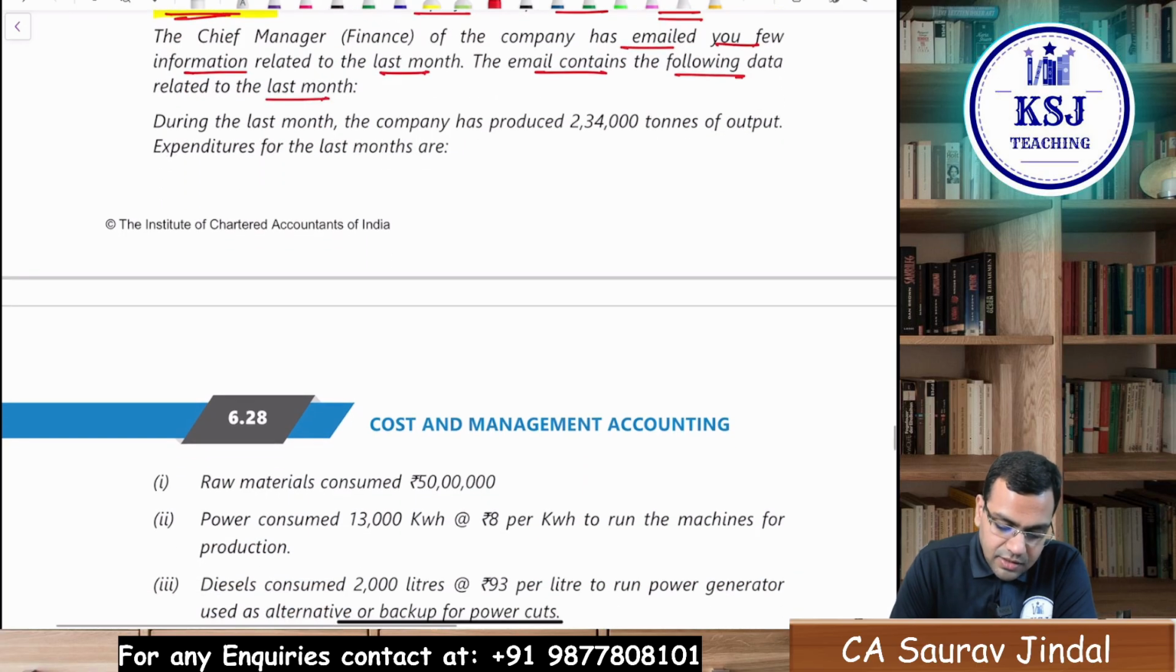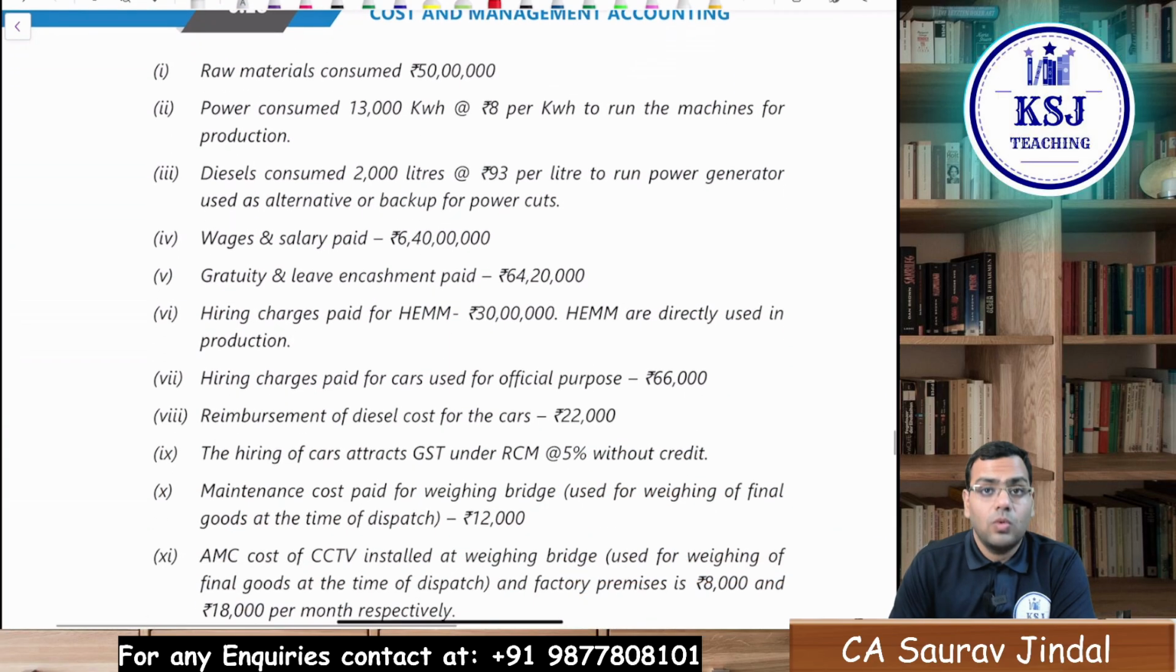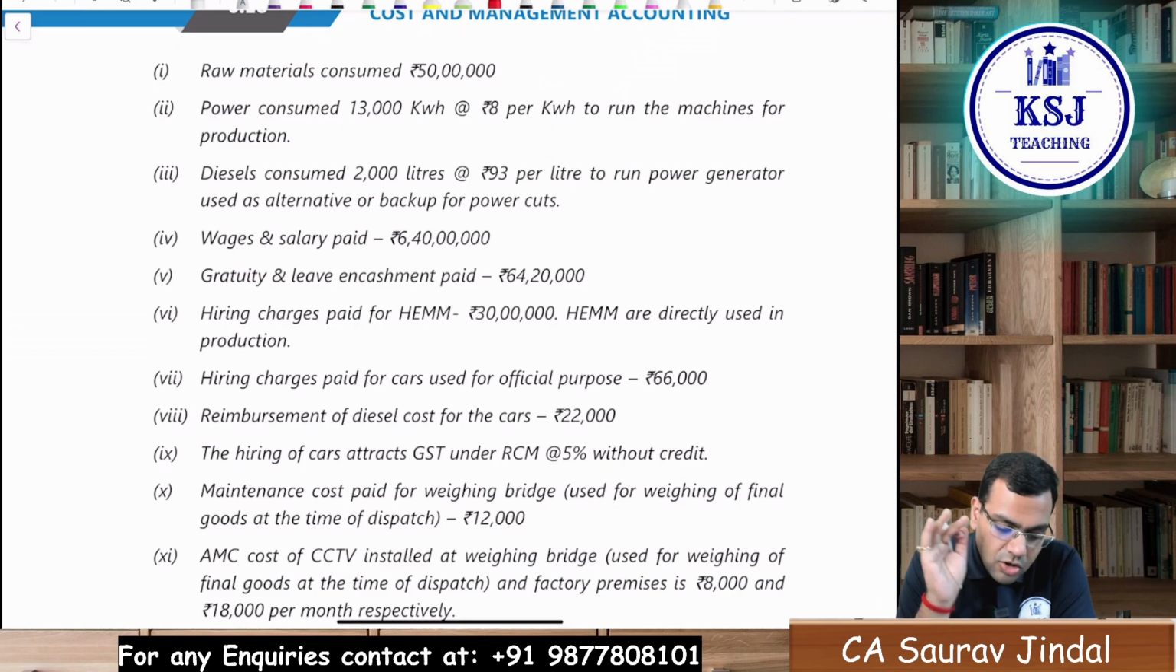During the last month, the company has produced 2,34,000 tons of output. The expenditures for the last month are given below. So this is the output given. Then to produce those 2,34,000 units, what is the cost incurred? Raw material consumed 50 lakhs. So this is your direct material cost, direct material consumption.